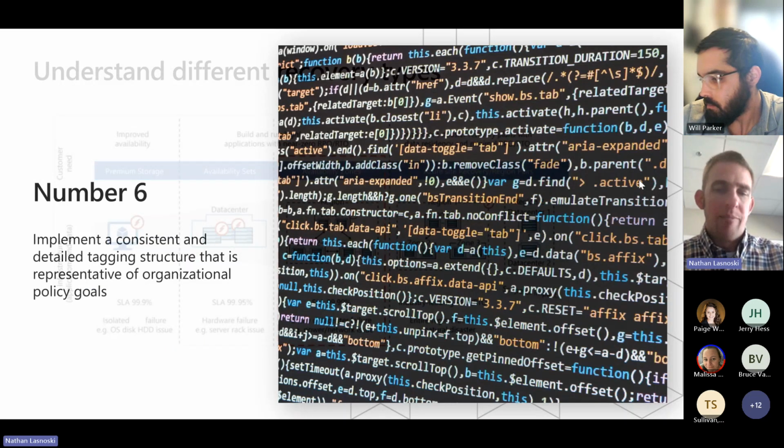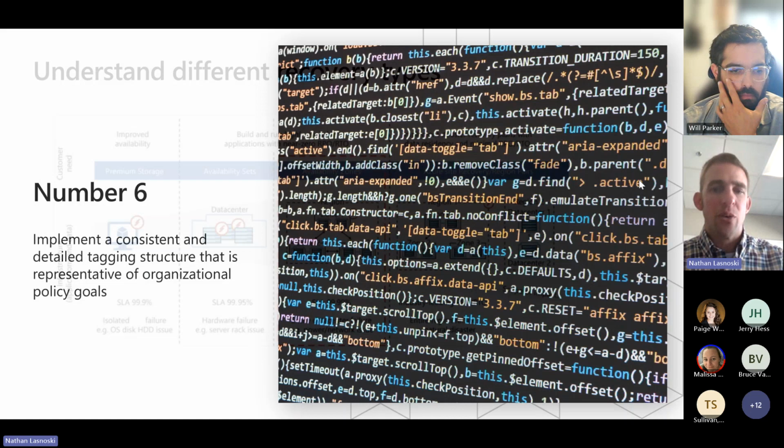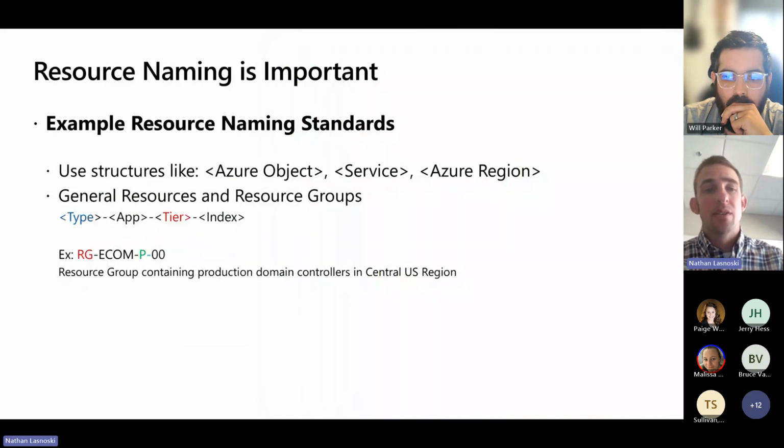Okay, number 6. And this could probably have been earlier in the deck, but I think it's important to cover regardless where it is. Implementing a consistent and detailed tagging structure that's representative of organizational policy goals. Policy and tagging go together. So policy is the way you enforce the controls you need in the environment, and tagging is the way that you understand what's in the environment, and sometimes that understanding is aligned with a certain type of policy that needs to be deployed. So first thing I say is have a naming structure.